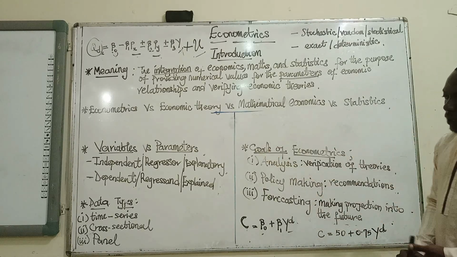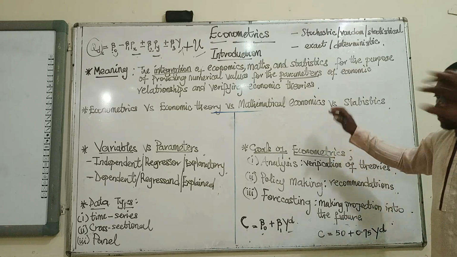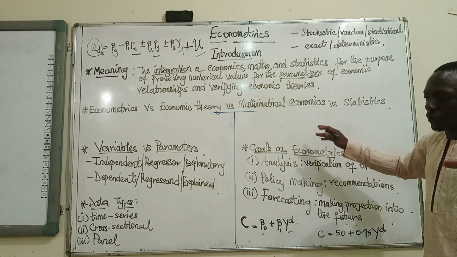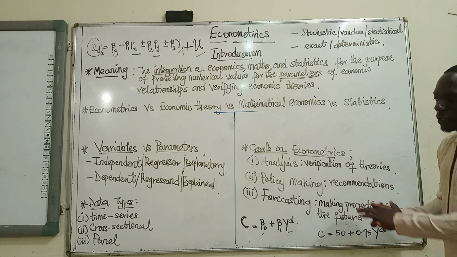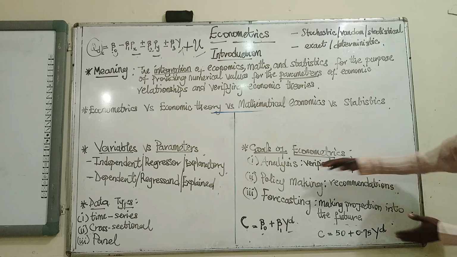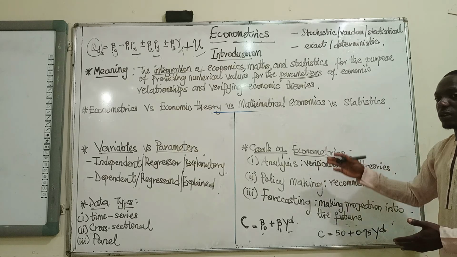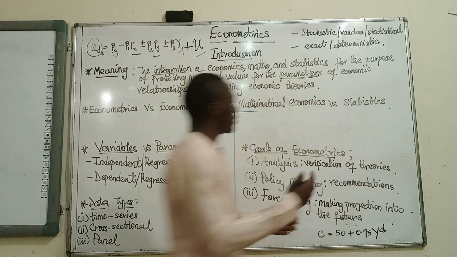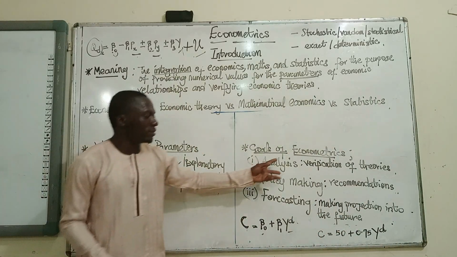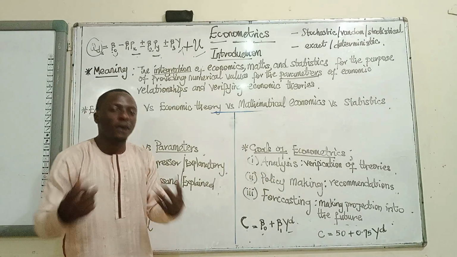The types of data that we have: time series data for an entity across different time periods, cross-sectional data for different variables at a specific point in time, and panel data, the combination of the two. And the goals of econometric analysis: you test the explanatory powers of economic variables. So that's what analysis is about. Then policy making, you make recommendations, you advise the government.